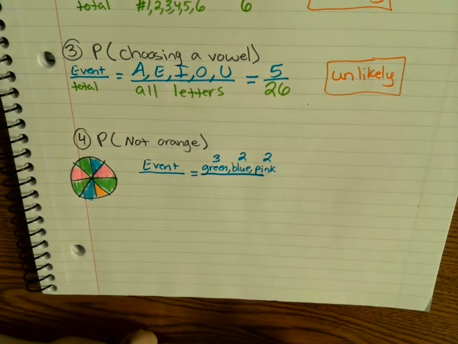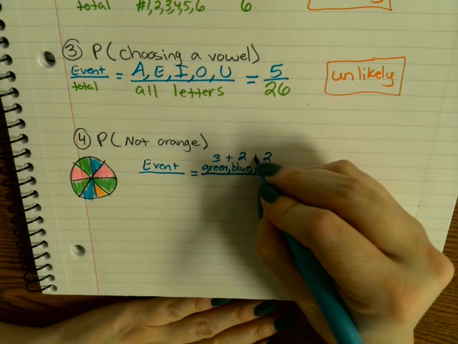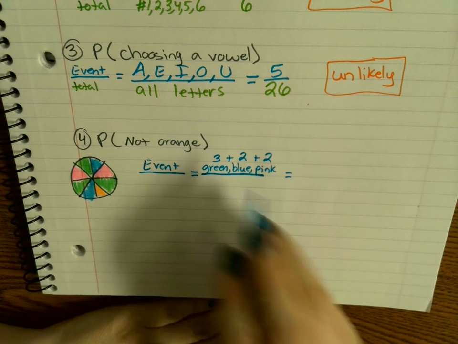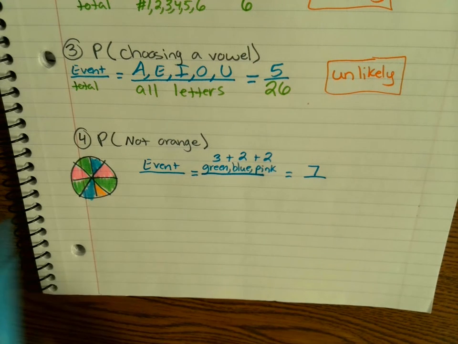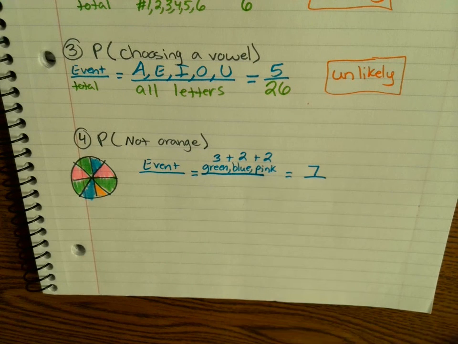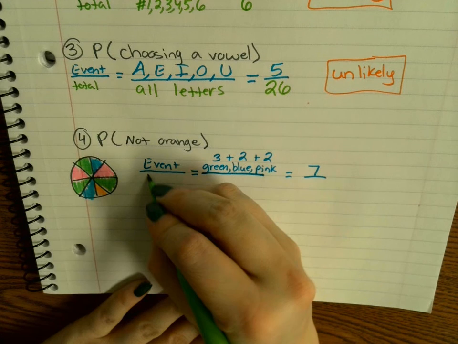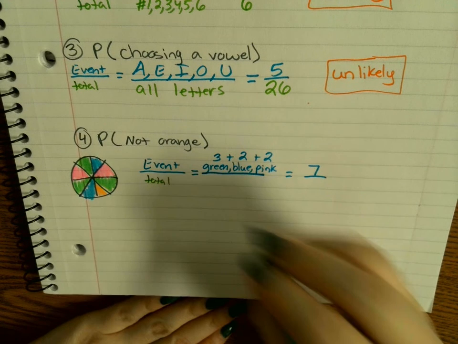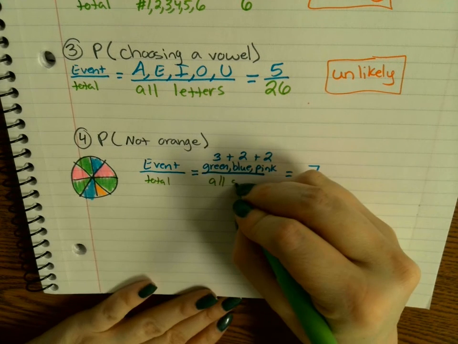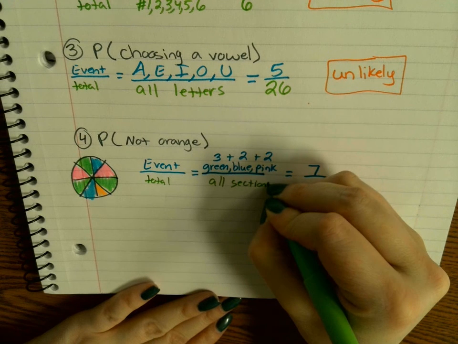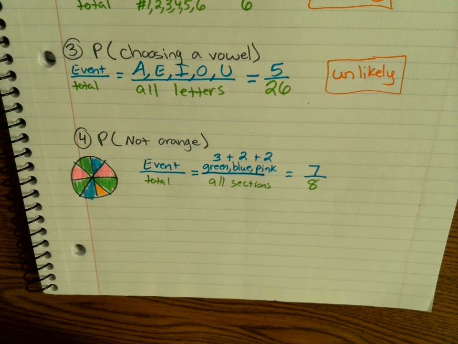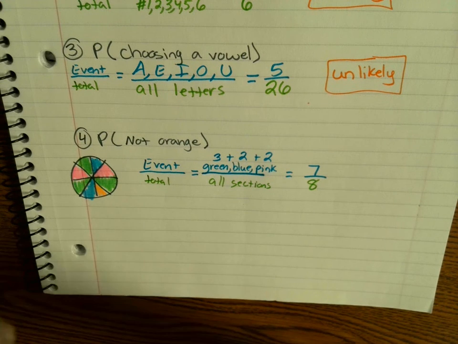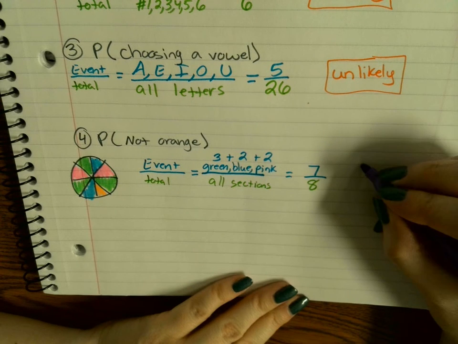Add them. So I should probably add those together, which means I've got 7 ways to not land on an orange piece. And then out of the total, that's going to be all the sections, right? All of the sections, all the colors, which is 8. 7/8. What's the likelihood? Likely, right? It's larger than a half. It's likely.